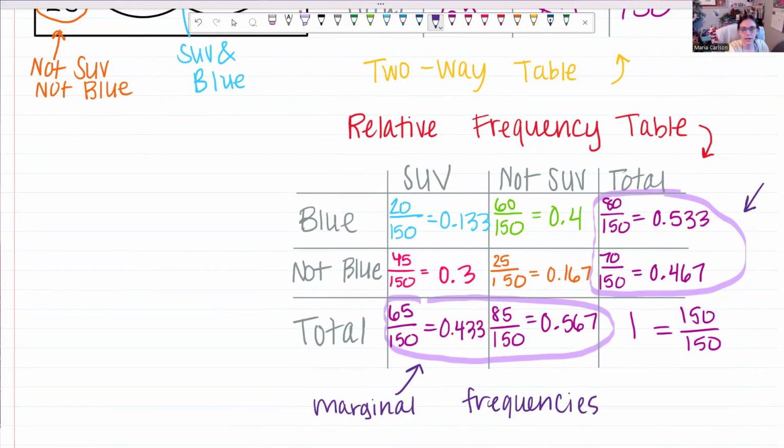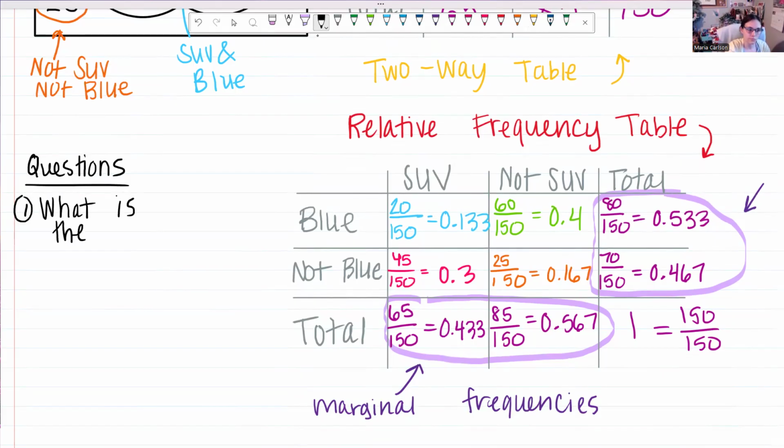All right, we're going to answer 2 quick questions. So number 1, what is the probability a vehicle is blue and not an SUV?